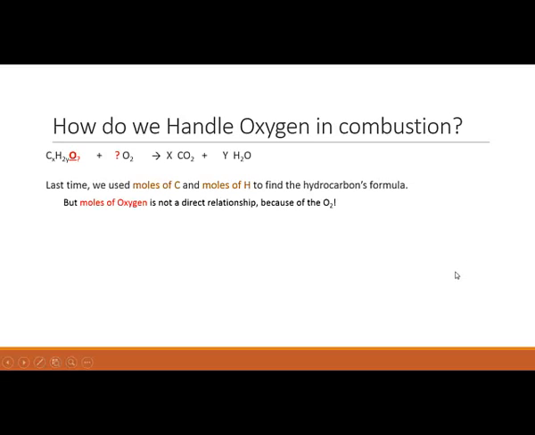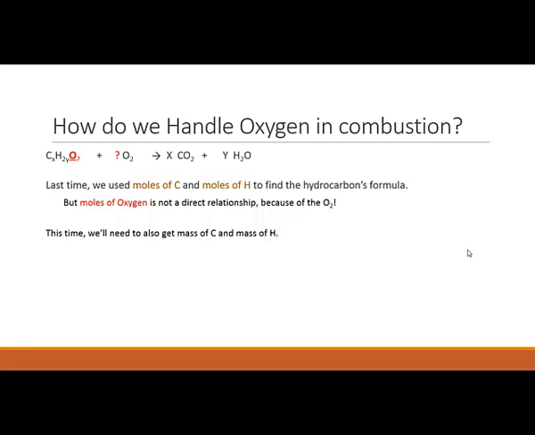The problem here is that not all of the oxygen in our products came from the compound that we burned. In fact, most of the oxygen in the products came from the O2. So if we use our moles of carbon dioxide and water to reach moles of oxygen, we're going to end up with far, far too much oxygen in our answer.